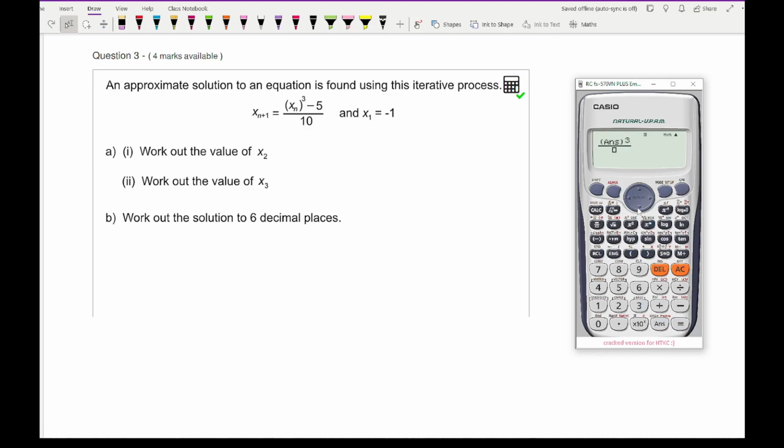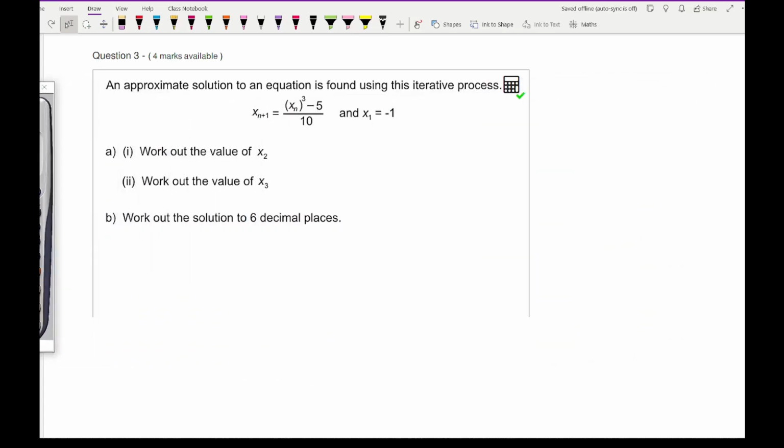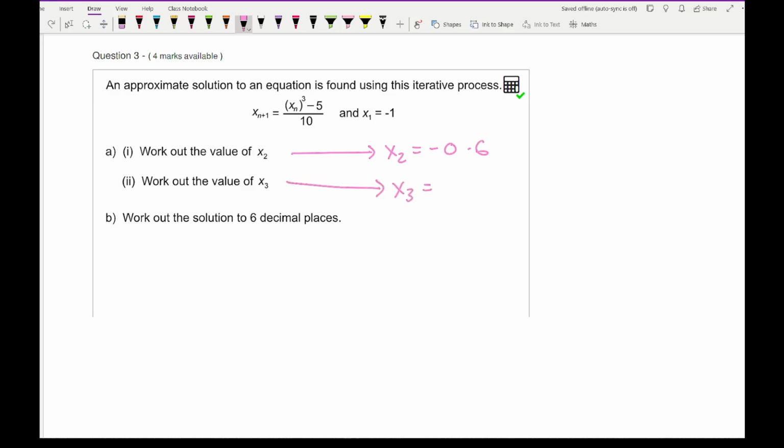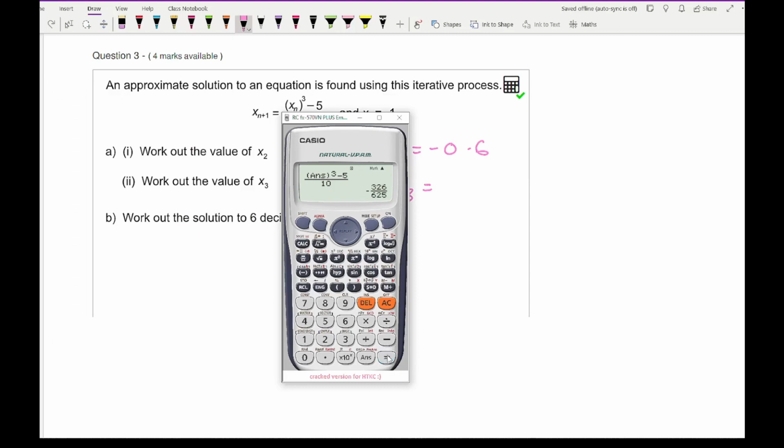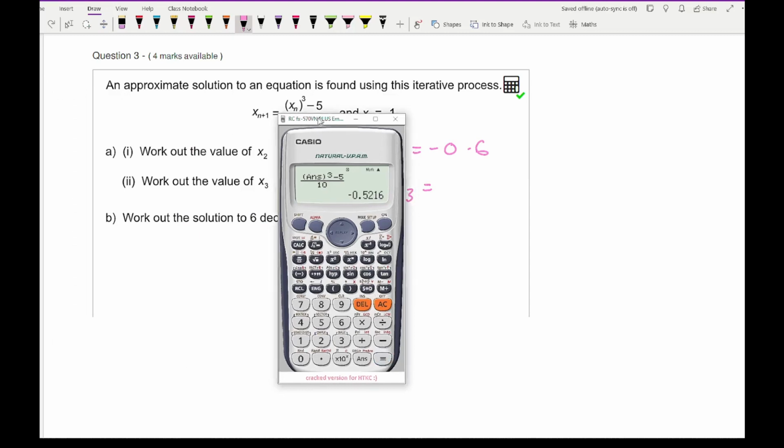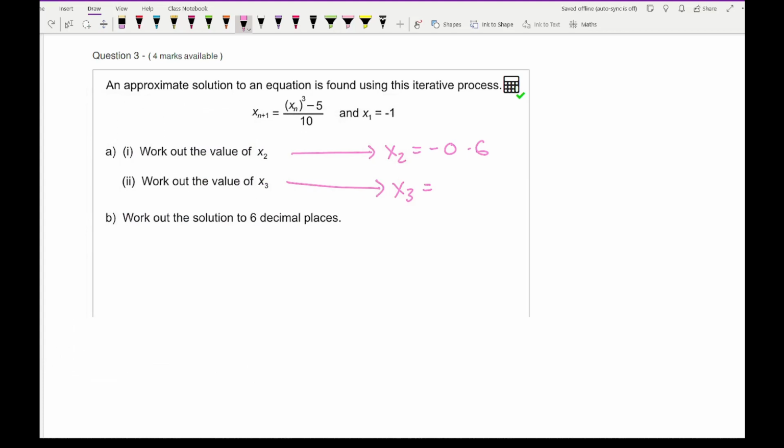Just notice that the formula is very, very similar to the previous one. And then we want to take away 5 and then divide by 10. So press equals. So my first value is minus 3/5, which as a decimal is minus 0.6. I then press equals again, and it gives me a bit more complicated decimal, but it's minus 0.5216. Now note that I'm writing all the numbers on the calculator because for part A, it doesn't ask me to round any of the numbers.